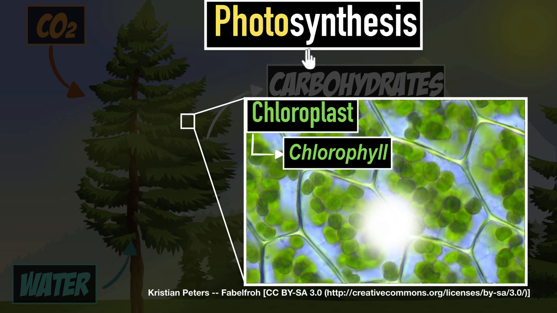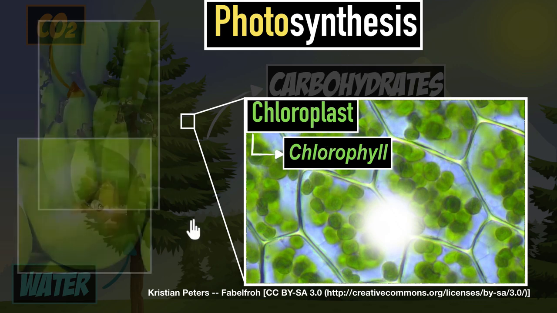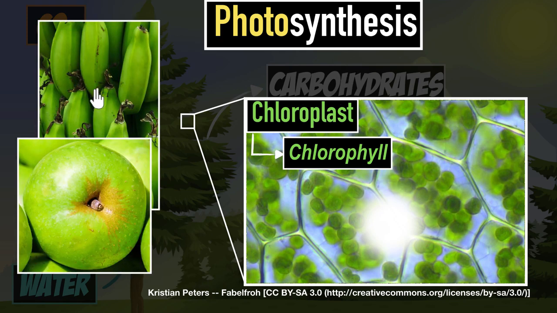Okay, photosynthesis can happen in any part of the tree which is green, because any part which is green has chloroplast, and wherever chloroplast is present, photosynthesis can happen. For example, you may have seen these green bananas and apples, right? Why are they green? Because of chloroplasts and chlorophyll. They can also carry out photosynthesis, okay? So not just leaves, but leaves carry out most of the photosynthesis.